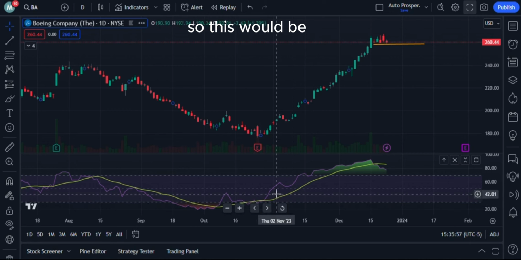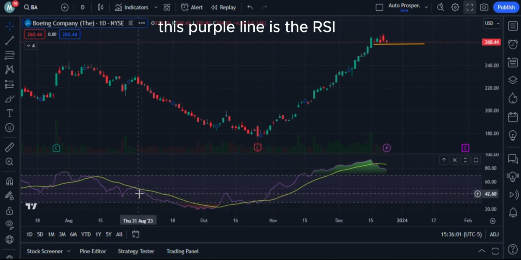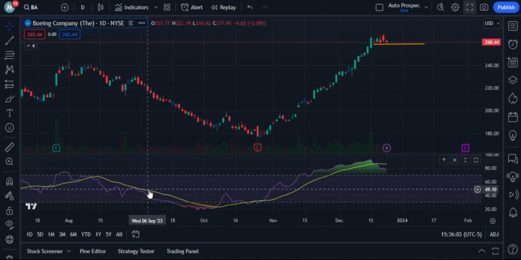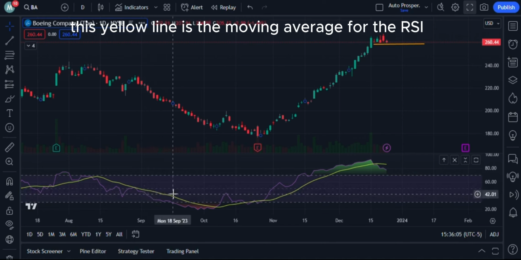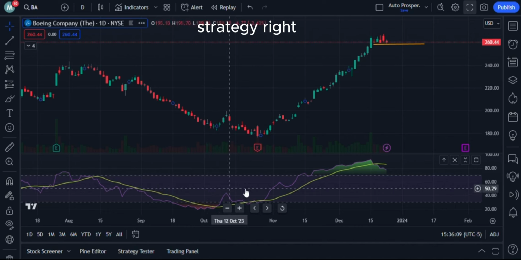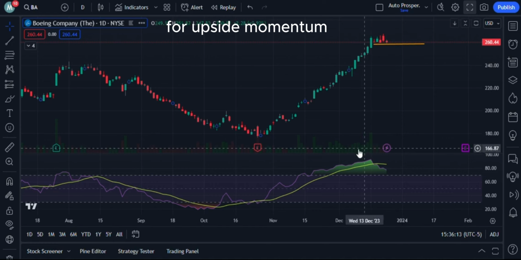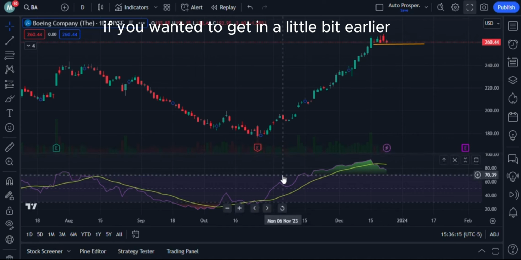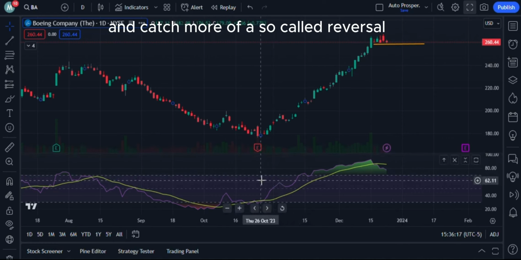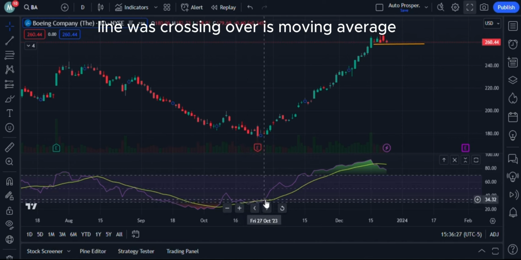So this would be what you consider another layer of confirmation. This purple line is the RSI. This yellow line is the moving average for the RSI. So if we go with the same momentum strategy, we're looking for it to break above 50 for upside momentum. If you wanted to get in a little bit earlier and catch more of a so-called reversal, you could have used this right when the RSI line was crossing over its moving average.